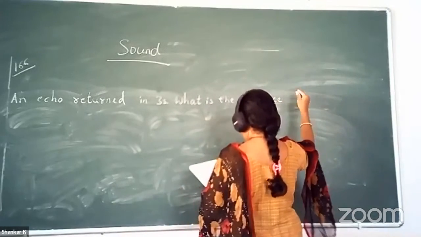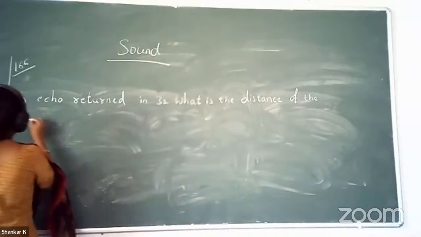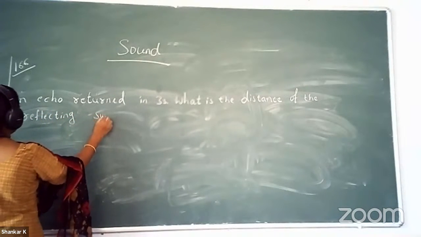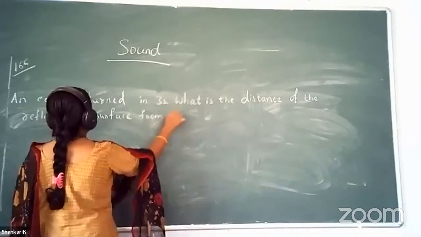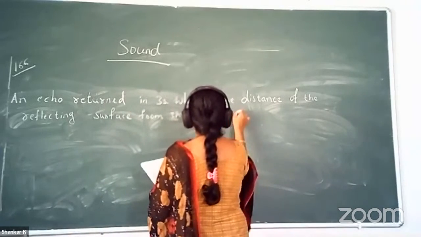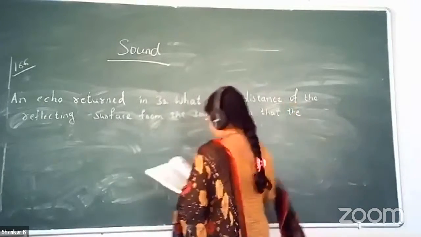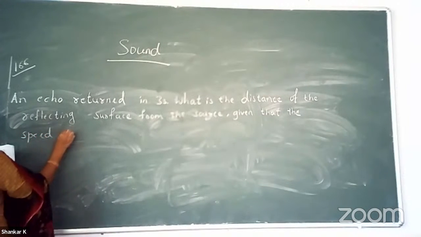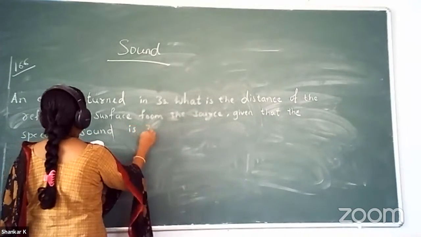What is the distance of the reflecting surface from the source, given that the speed of sound is 342 meters per second?